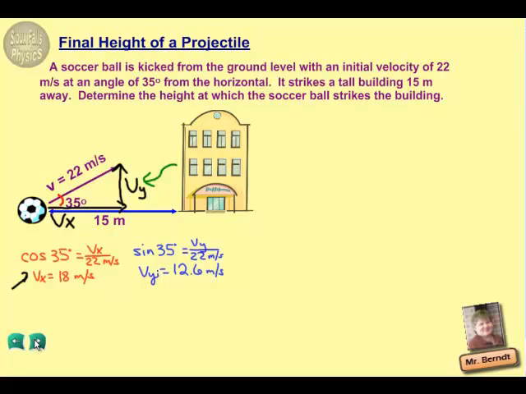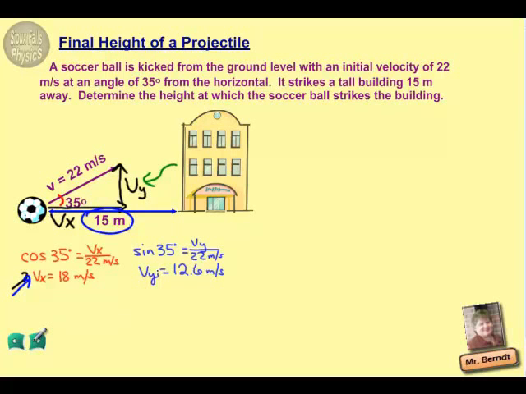And remember that it is time that ties together the x and y direction, the velocity in the x direction and the velocity in the y direction. And it turns out this time is not hard to solve for in this problem. The reason is we know two things. We know the velocity in the x, which is not going to change, and we know the displacement in the x, which is 15 meters.